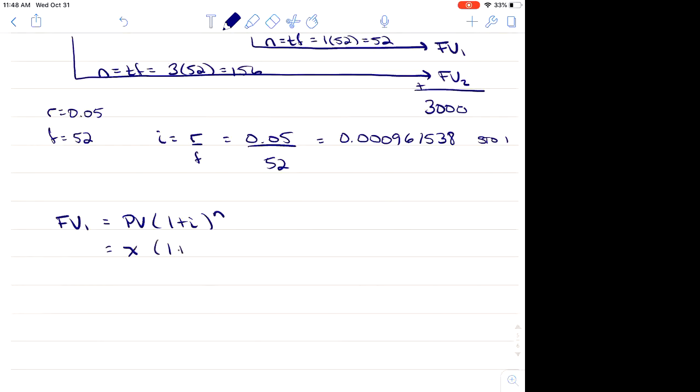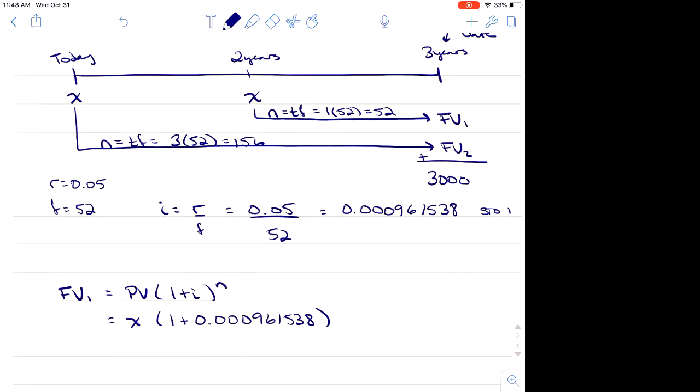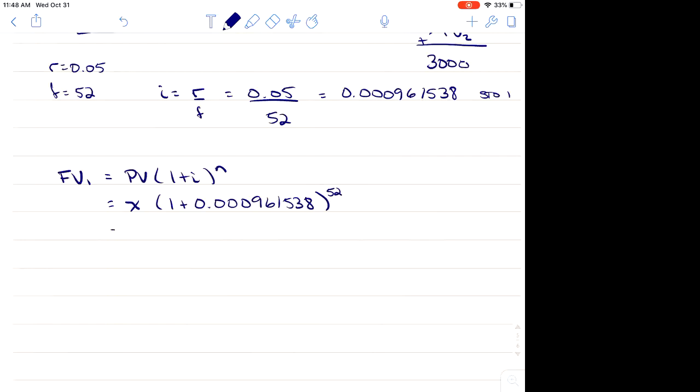So we get x times 1 plus 0.00096153.8. Good thing I stored that. To the power of n, and for future value 1, n is 52. So if I go 1 plus recall 1, equals, to the power of 52, I get 1.0512458442 times x. And I'm going to store this in 2.